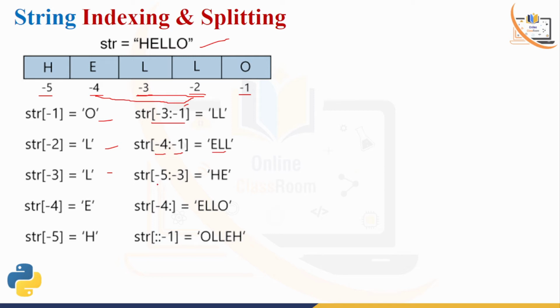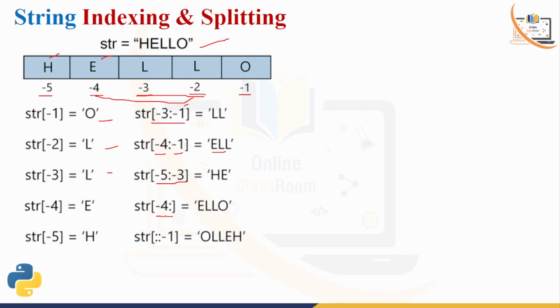Same thing again, there is another example for your better understanding. It is -5 to -3. It means -5 is H and -3 is this one, so it is nothing but HE, meaning -5 and -4 will print. Now there is another way: if we want to print -4 to the rest, we have to write -4 after the double quote and close the third bracket.